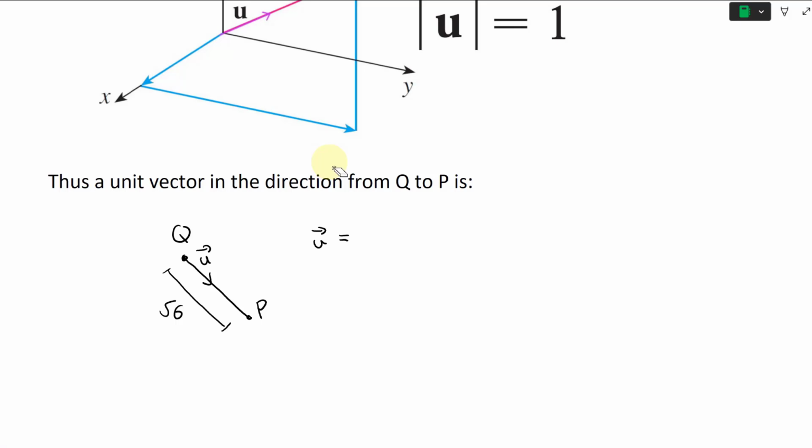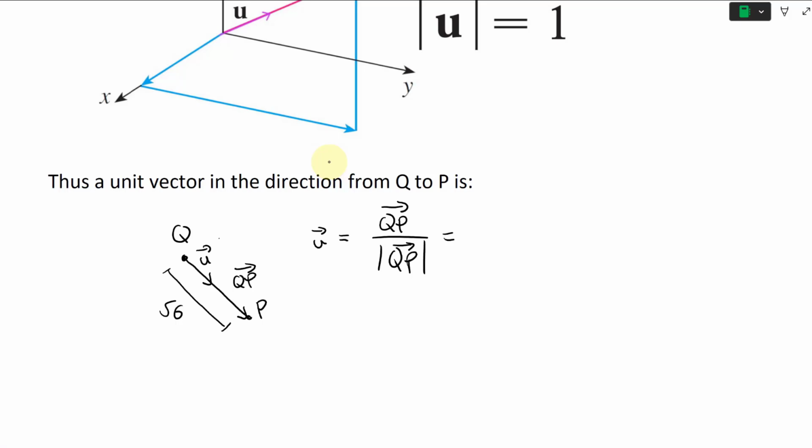Or actually, we already have that. I'm going to put an arrow right here. So we already have QP right there as a vector, the full one. QP like this, with an arrow. So U equals QP divided by the length. And the length, let's put it for completeness, is the length of the position vector QP.